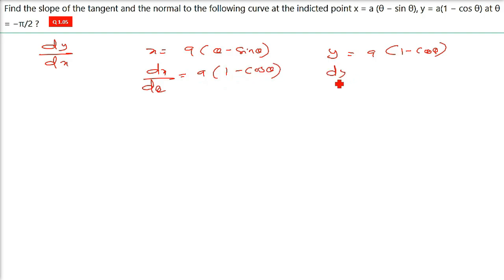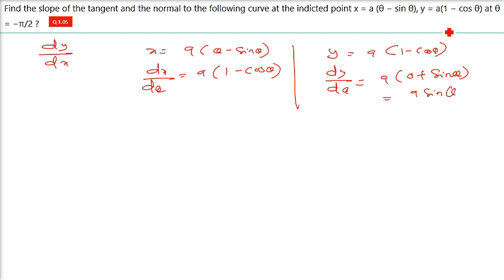How about dy by d theta? This is a. 1 will be 0, minus cos theta is minus sin theta, so plus sin theta. No, as I said, it is 1 plus cos theta, so it will be negative sin theta. So ultimately you will get a negative a sin theta here. Negative a sin theta. And you already have dx by d theta, a(1 minus cos theta).